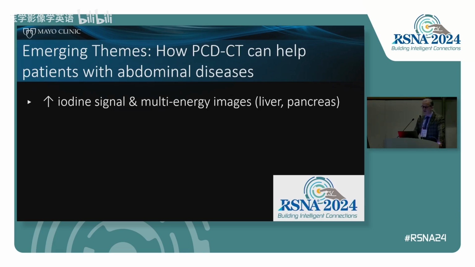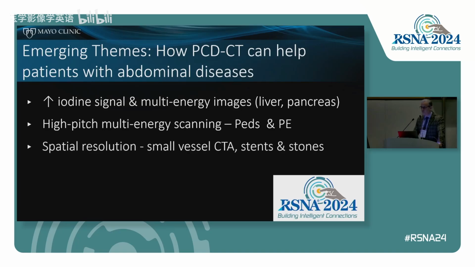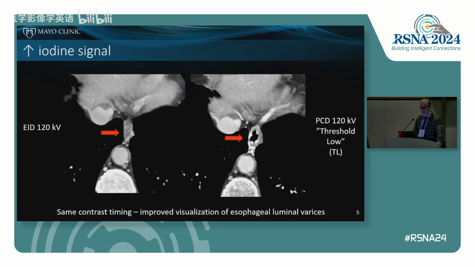One, increased iodine signal in multi-energy images can help us in liver and pancreatic imaging. Two, high-pitch multi-energy scanning can really help us in pediatrics and when scanning for pulmonary embolism. We want to build on what we're seeing in other areas of the body and push the limits of spatial resolution, and how it can help our patients. We'll, of course, get the lower radiation dose and image quality that Shuai talked about, and some new exciting work on quantitation that we can do with photon counting CT.